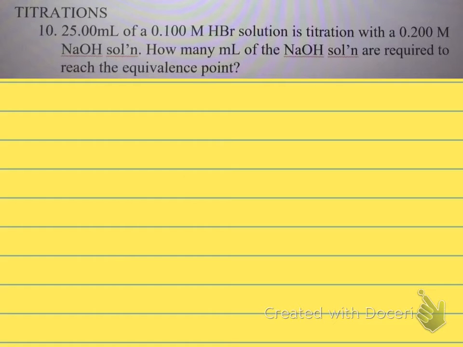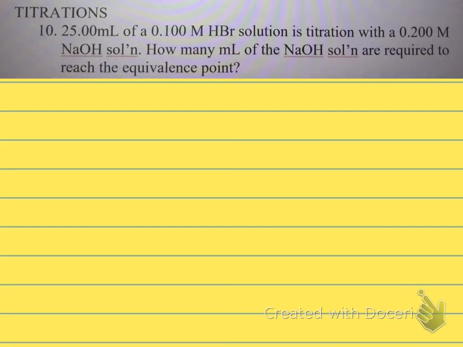In this video, I'm going to show you how to do number 10 from that purple paper for chapter 4. Number 10 says 25 milliliters of a 0.1 molar hydrobromic acid solution is titrated with a 0.2 molar sodium hydroxide solution. How many milliliters of the sodium hydroxide solution are required to reach the equivalence point?